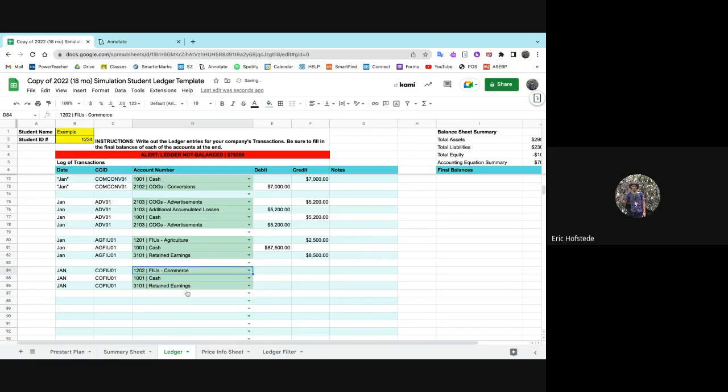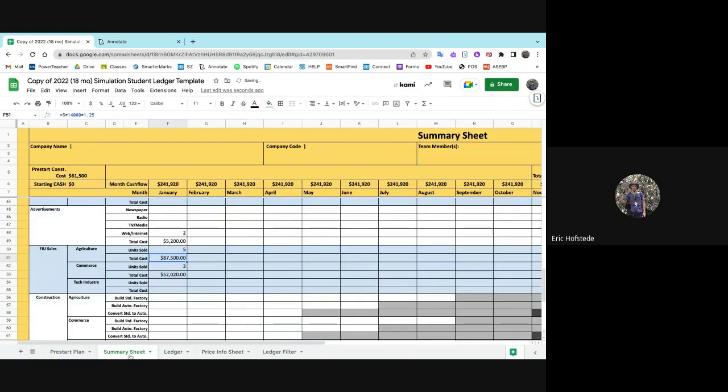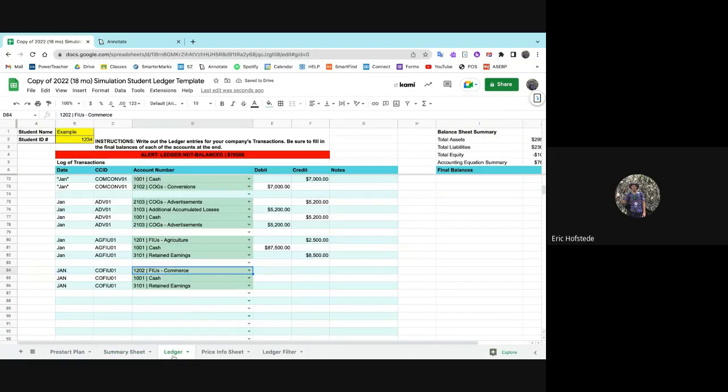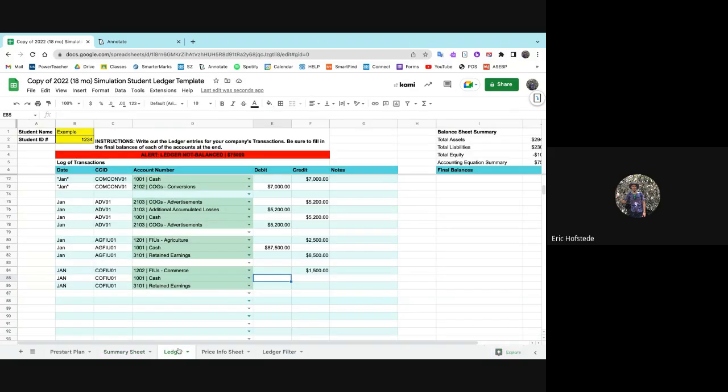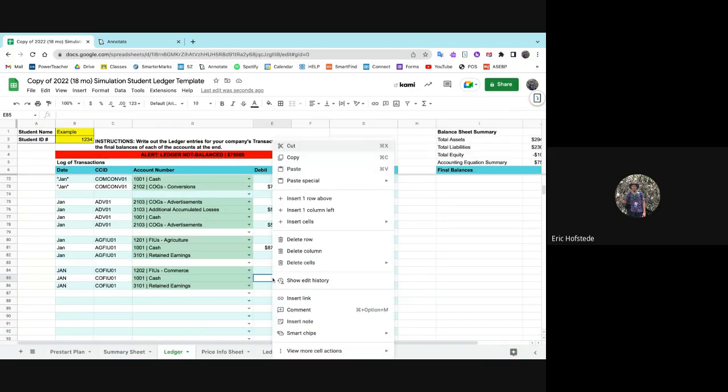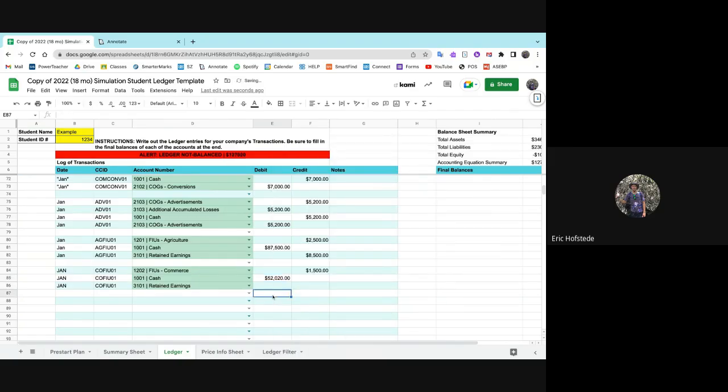Commerce, FIUs. How many did I sell? 3 of them. Each cost 500. 3 times 500, 1,500. How much cash did I gain? That is $52,020. I'm just going to copy that one over, paste it as a value, and it'll tell me how much extra money I made.